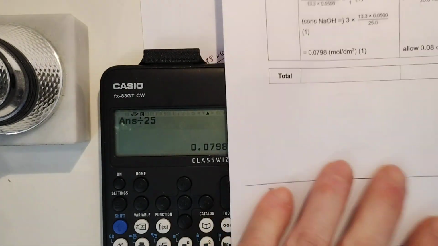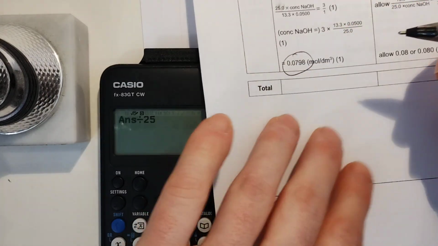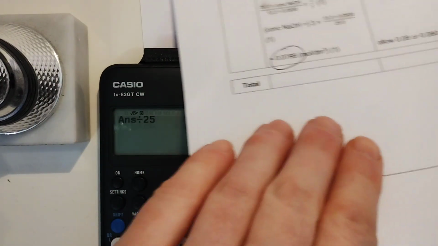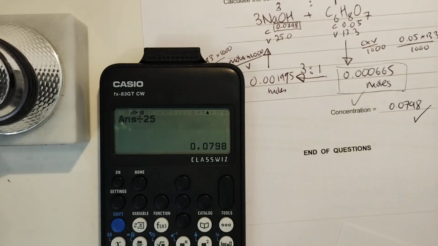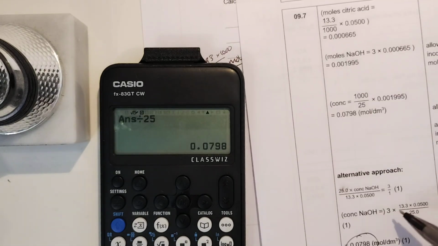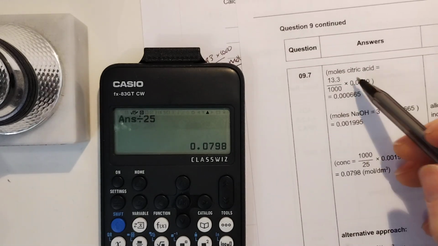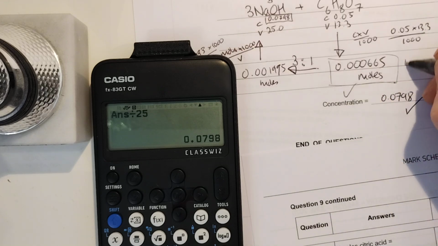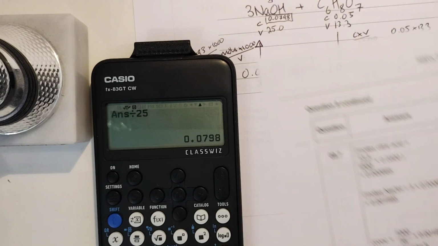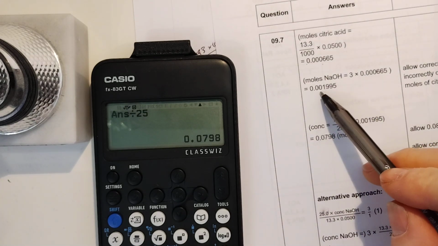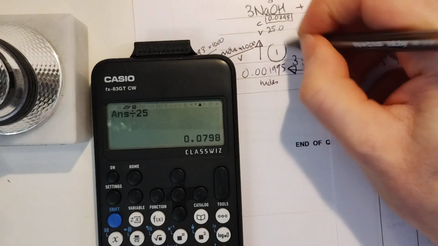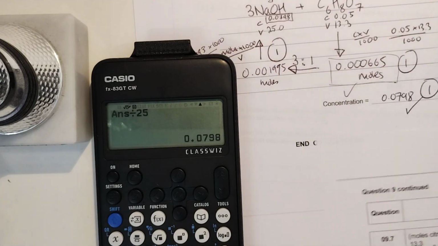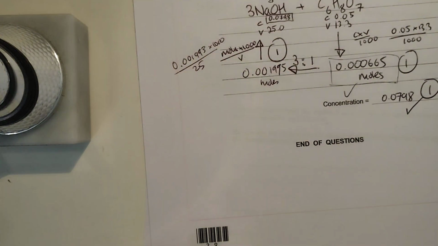Alright, firstly, 0.0798. I'm going to get a mark for that. Alright. Moles of citric acid, 0.000665, 1 mark. Times it by 3, 0.001995, 1 mark. Correct answer, 1 mark.